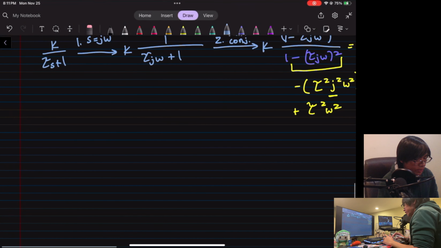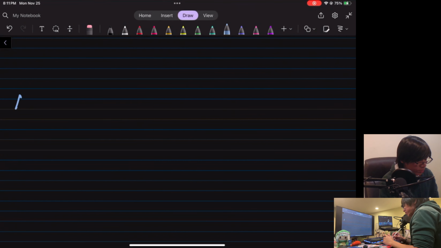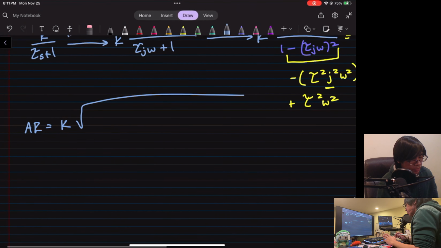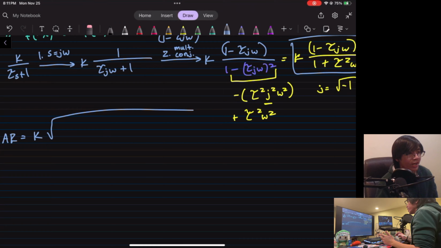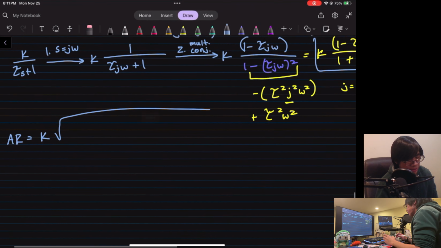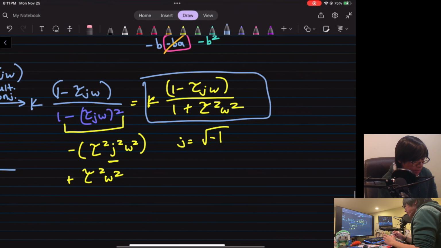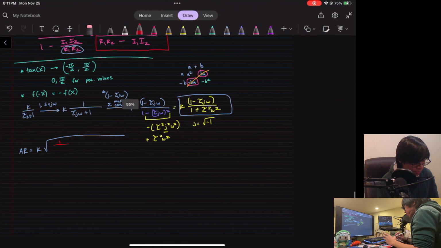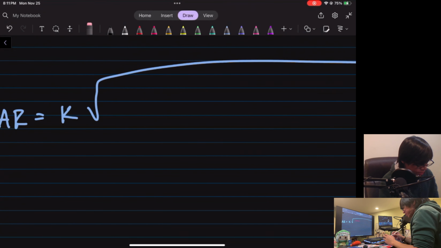So that will be the amplitude ratio. Remember, it's the square root of the real value squared plus the imaginary value squared. And remember, we have a k in front. I'll write it out explicitly now, but I'll simplify things later on to make things go faster. So the real portion, we have the 1 over the denominator. So we have 1 over 1 plus tau squared omega squared, and this is all squared.